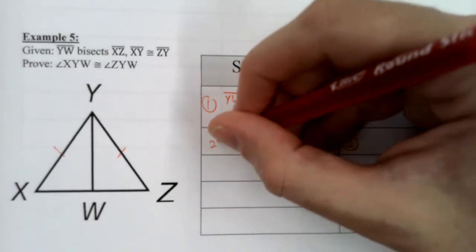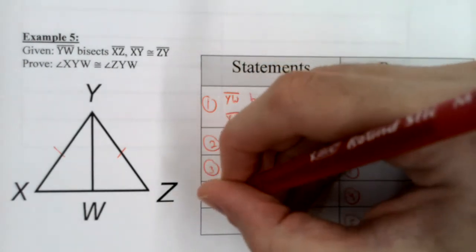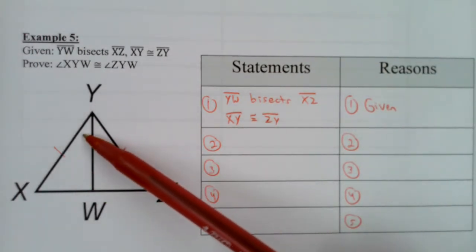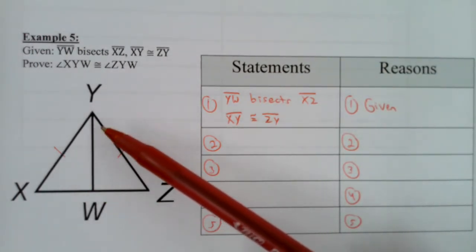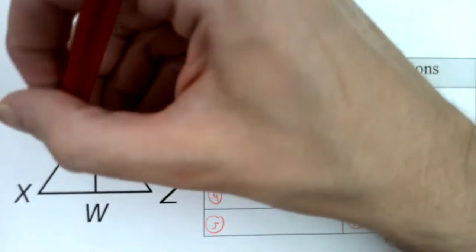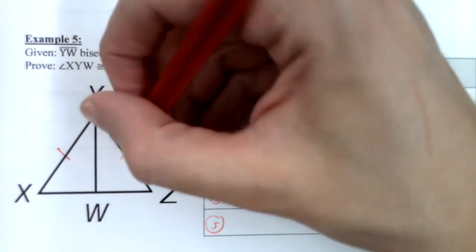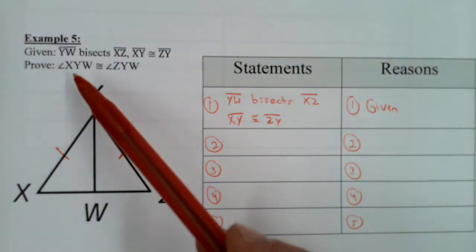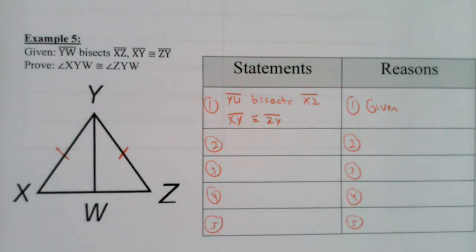Now you want to prove that angle XYW, that angle up top, is congruent to angle ZYW, that other angle up top. The only way to do that is to first prove the two triangles congruent. So we need to prove that these two triangles are congruent. Then we can say that this angle is congruent to this angle by CPCTC.